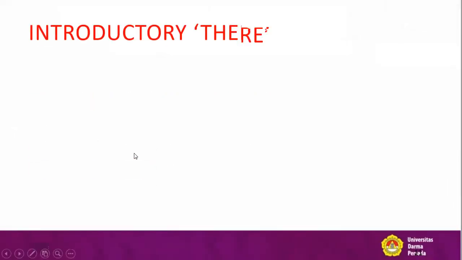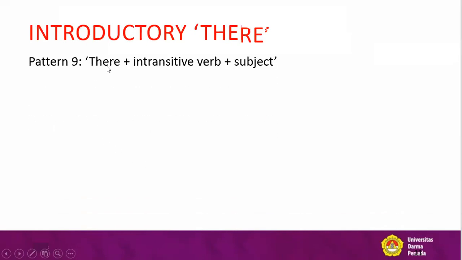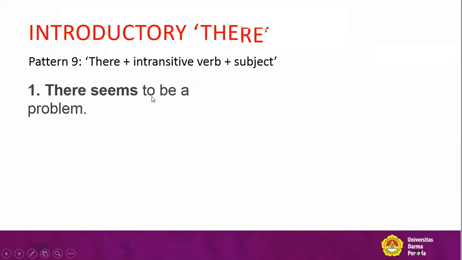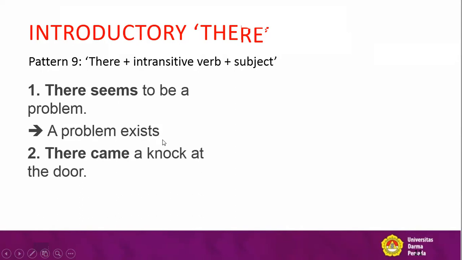Okay, now we go on to pattern number 9, introductory pattern number 9: there, and then intransitive verb, and then subject. What are intransitive verbs? You are going to find out later. There seems to be a problem. Seems is an intransitive verb. So we can say a problem exists.